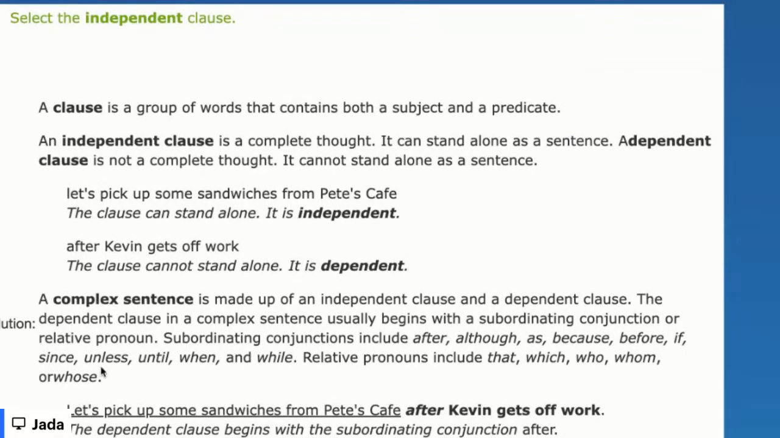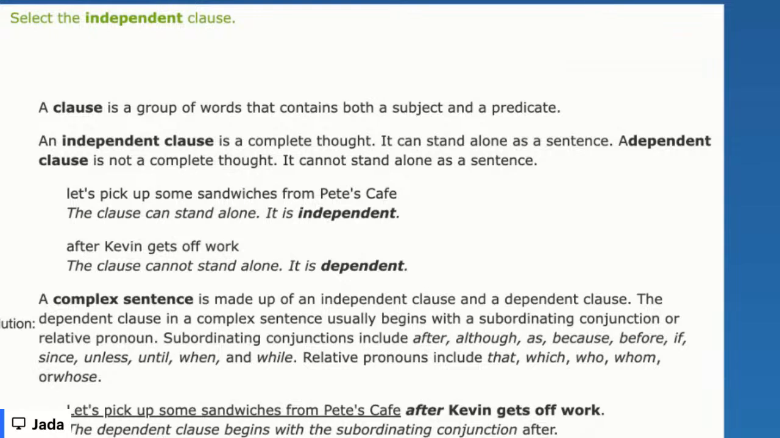Okay, so first you need to note that a clause is a group of words that contains both a subject and a predicate. So a clause will always have a subject and a predicate. Now, under the clauses, we have independent clauses and dependent clauses. An independent clause is a complete thought. It can stand alone as a sentence, okay?